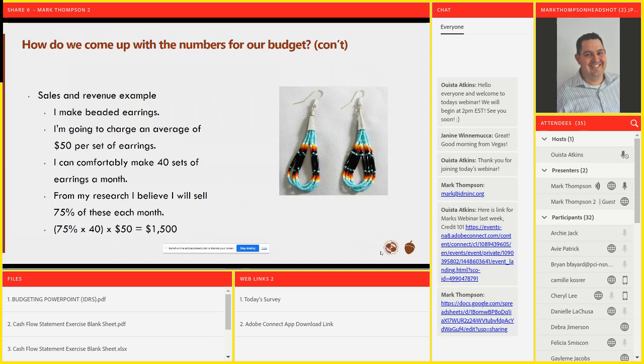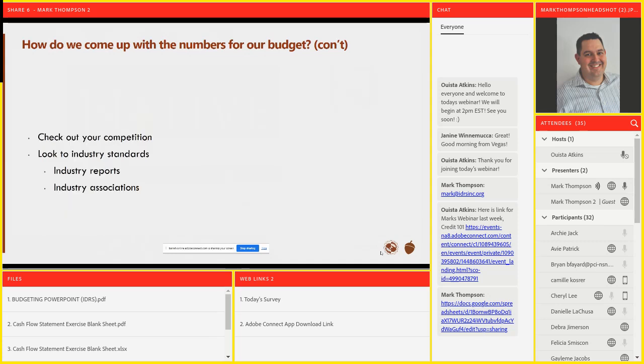But you can see there are different ways that you can get this information into your budget, different ways to approximate the information. Other ways that you can come up with numbers: check out your competition. We just mentioned that in the example of setting our price. We can see what our competition is charging for their prices, so that's where we get our price. And then we can say, well, maybe I won't do as much as my competition, but I'm going to do half, right?